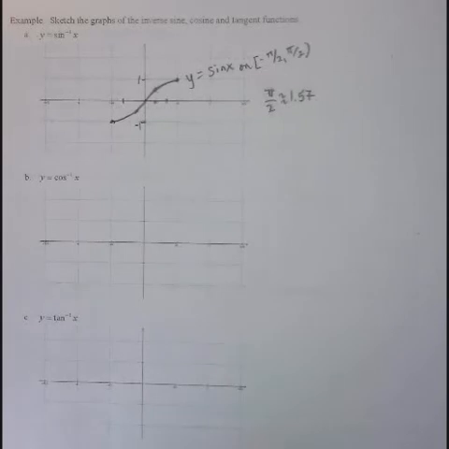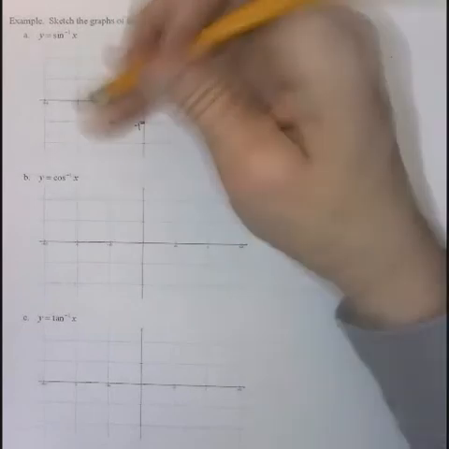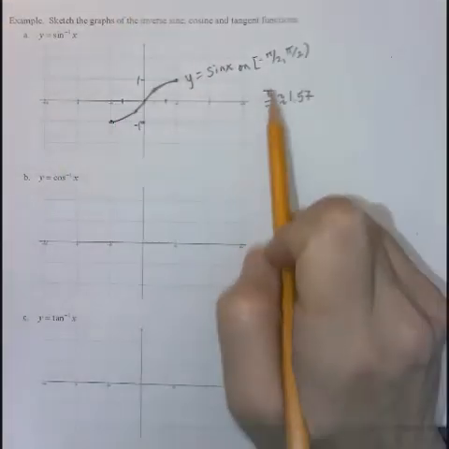Okay, now we're going to graph the inverse functions. To start here, I graphed the restricted sine function. So this is the sine function on negative pi over 2 to pi over 2. And recall that pi over 2 is about 1.57.